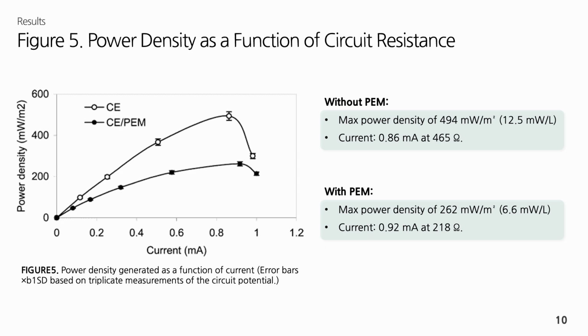The maximum power density of the MFC without a PEM was 494 milliwatts per square meter, at 465 ohm, compared to 262 milliwatts per square meter, at 218 ohm, with the PEM. Removing the PEM significantly improved oxygen transfer, enhancing cathode performance and increasing power density. However, the diffusion of oxygen into the anode led to substrate loss, which may pose challenges for long-term operation.